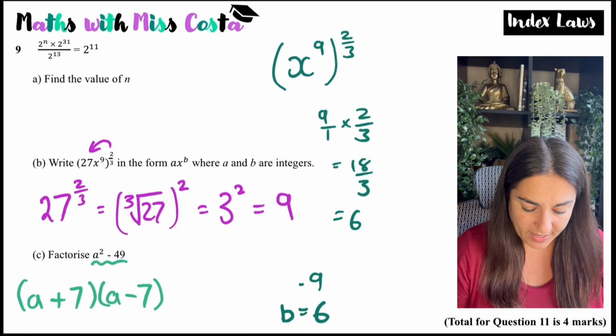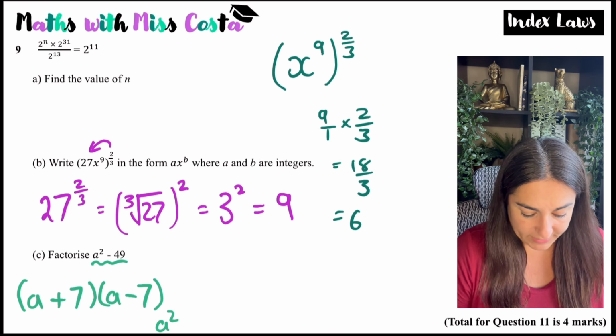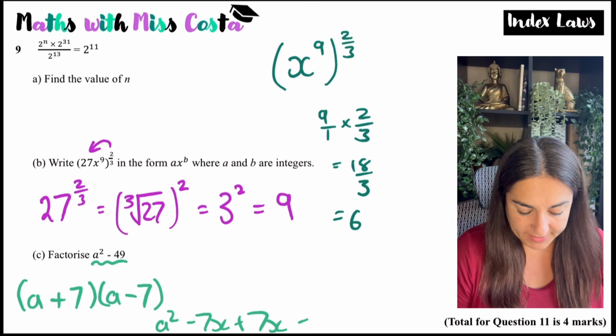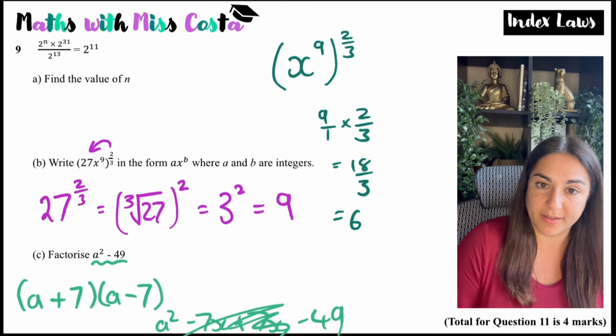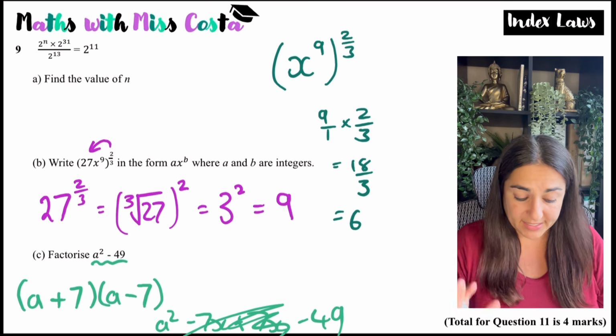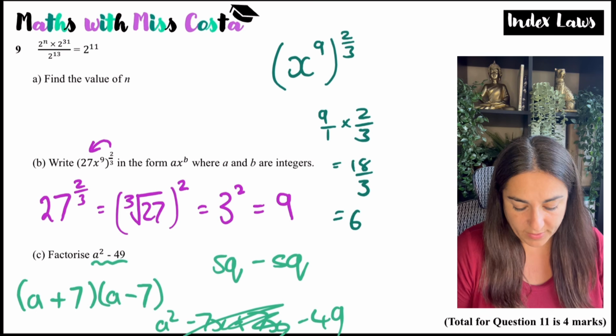And the reason we do that is because when we expand it back out, because it's difference of two squares, it would be a squared minus 7a plus 7a minus 49. These two terms always cancel out, and that's how we know that we can do that. So it's a nice little trick. Difference of two squares, look out for it. If you've got a square number, take away another square number.